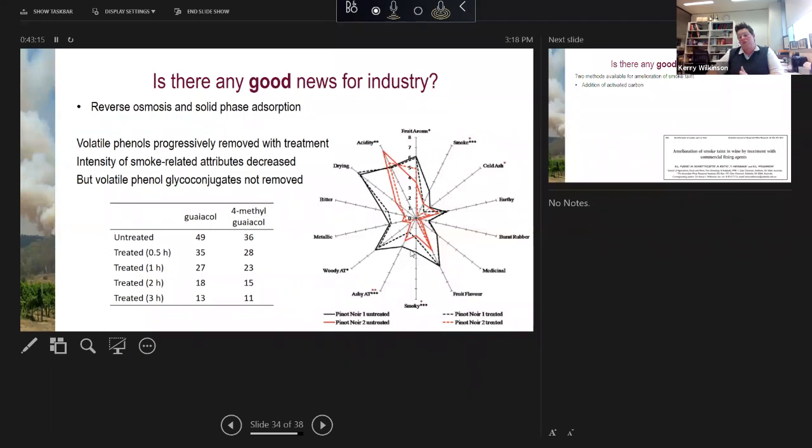So we've got 2 examples of sensory data here. The solid line is the smoke tainted wine, and the dotted line in each case is the treated wine. And so we can see that there is a significant reduction in the intensity of smoky cold ash aromas and flavours in those wines. So it's certainly one method that is being used by some wineries to treat smoke tainted wine.